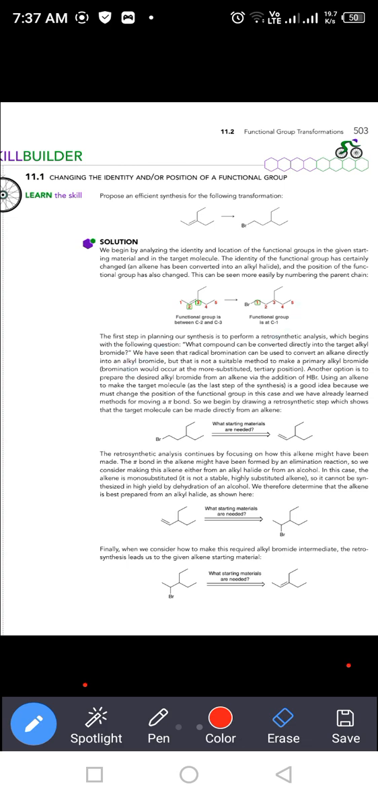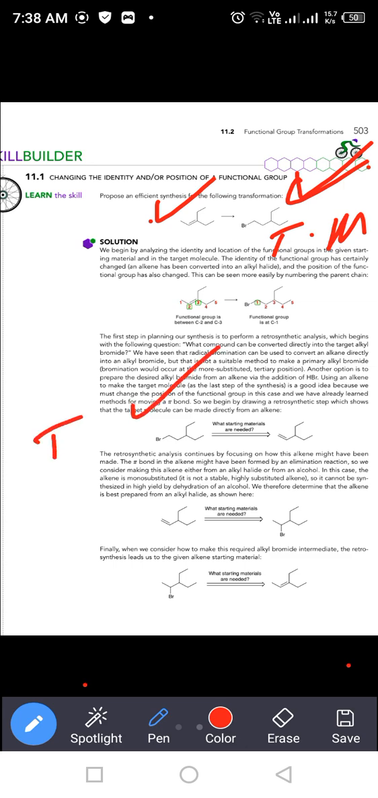So when we want to bring a strategy, always keep in mind we will go reverse. We have to ask, convert this into this. When we have to convert this into this, it means we have been given a target molecule. Always pick your target molecule, and go in reverse.